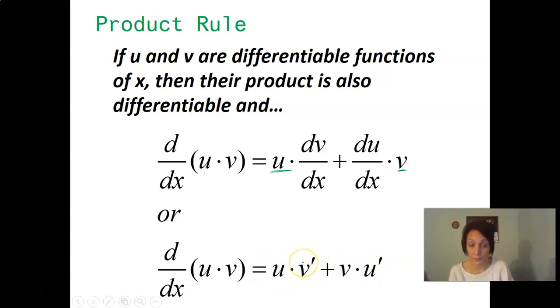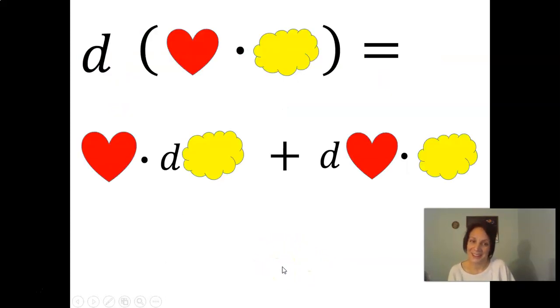Okay, so for those of you who think this looks like too much and you like the hearts and clouds, here it is. I have two functions. One I'm calling heart, one I'm calling cloud. This might be an x squared and this is an e to the x. This could be a sine x. This could be a big old polynomial. We don't know what these two things are going to be. The idea is this: I don't care what they are. When I go to take the derivative of two things that are being multiplied together, I follow this as my guide. I'm going to take my first thing and multiply it by the derivative of my second part. Then I'm going to take my second part and multiply it by the derivative of my first part.